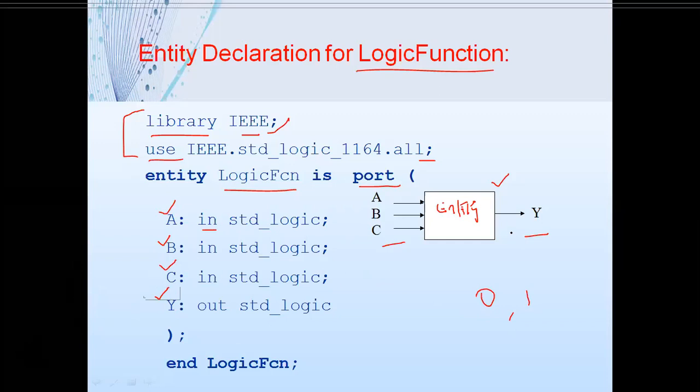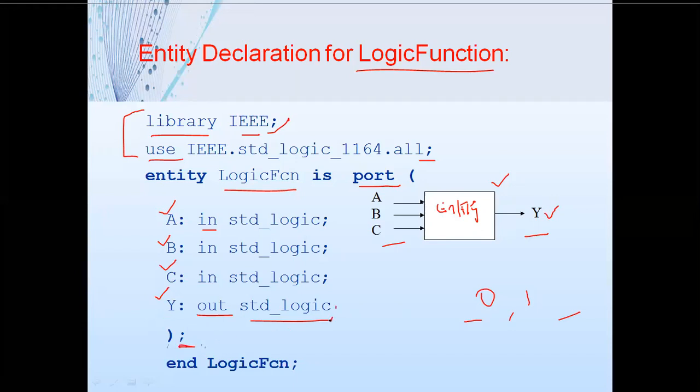And now the final one is the output signal Y, which is of out mode and standard logic. It is also a single bit line. It is not a vector group of signals. Because there is only one signal in the output, it is standard logic, which means either 0 or 1. And to observe, for the last signal declaration we have to keep the semicolon after the bracket. It is not to be there, it is wrong. So you have to keep it after the bracket and then end logic function.